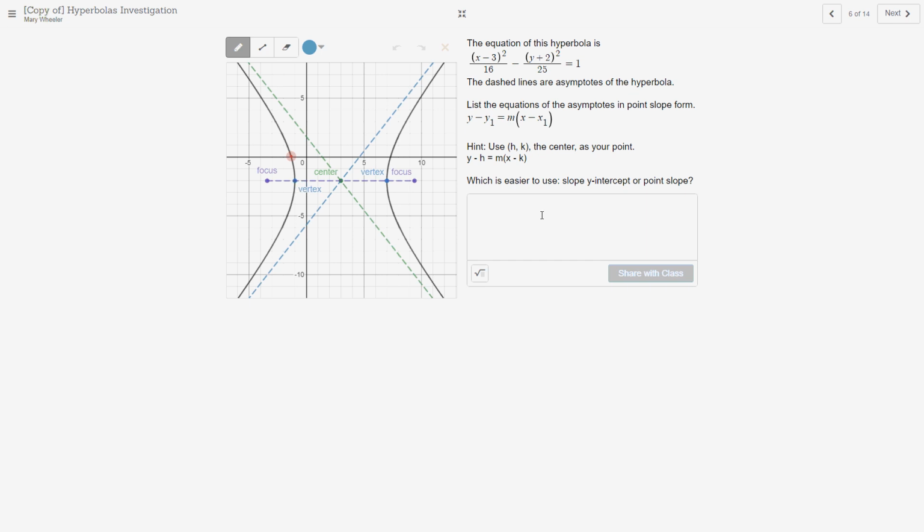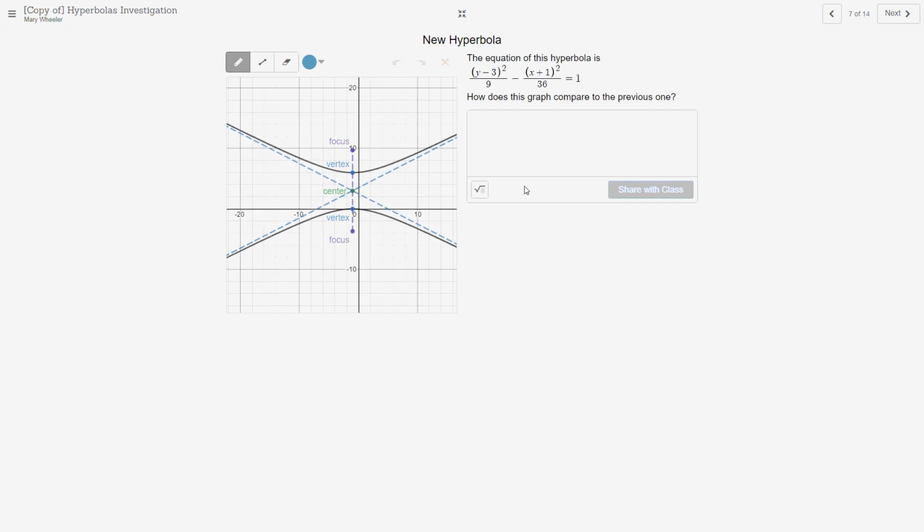So you can use slope intercept or point slope. I typically stick with the point slope because I think it's a little bit easier if you're given a point and a slope to use that. All right, so on this one, how does this graph compare to the previous one? Well, it opens up and down. The y term comes first. So if you notice that your y is first, it's going to open up and down. If your x comes first, it's going to open right or left.